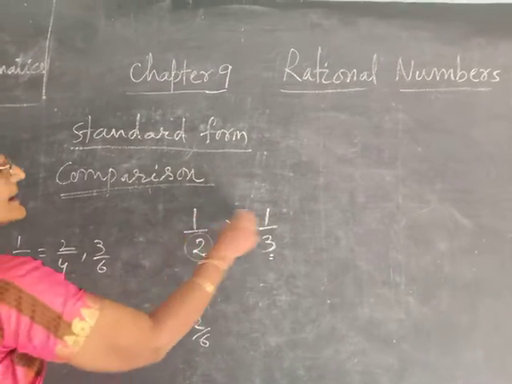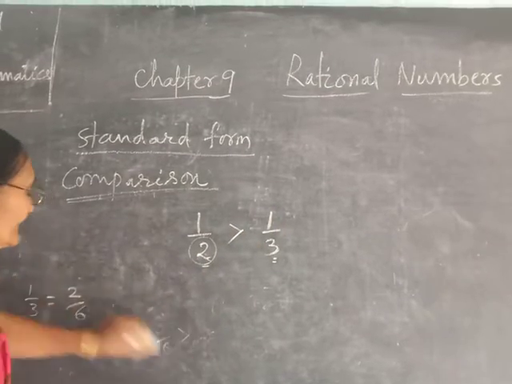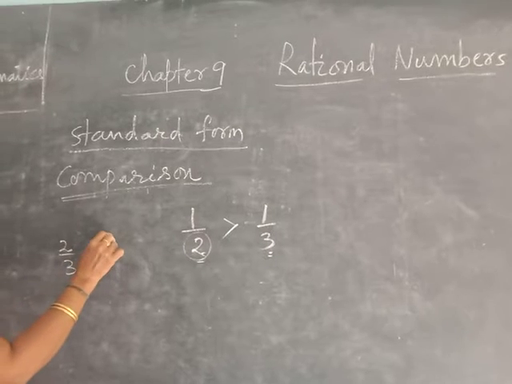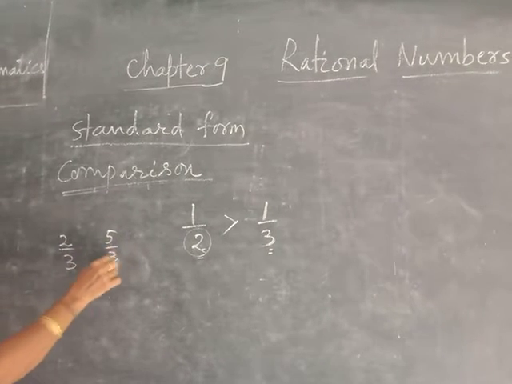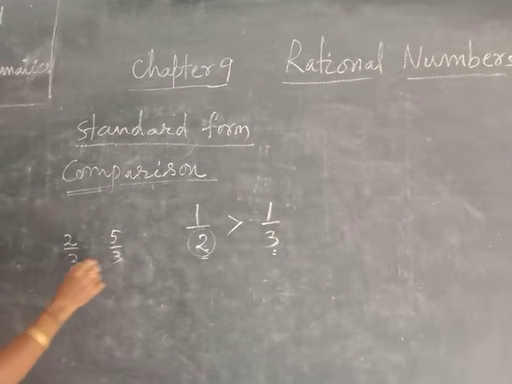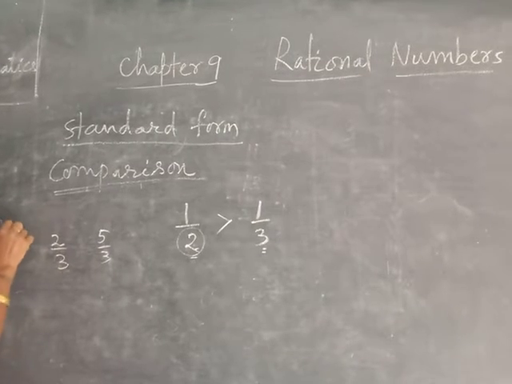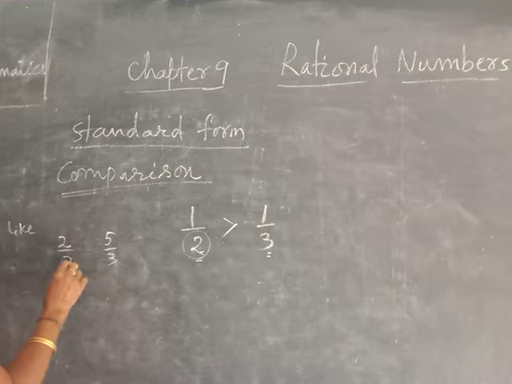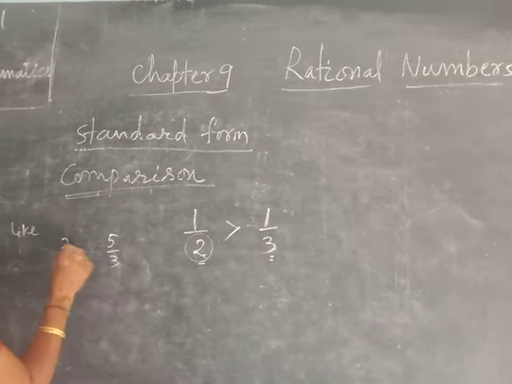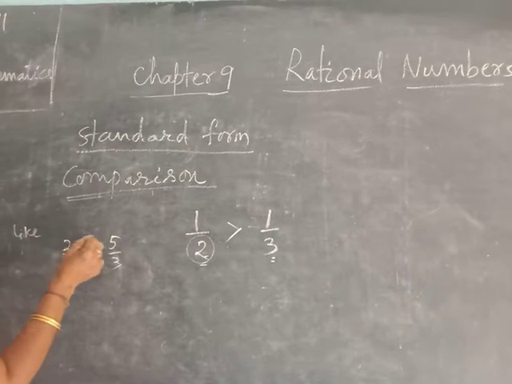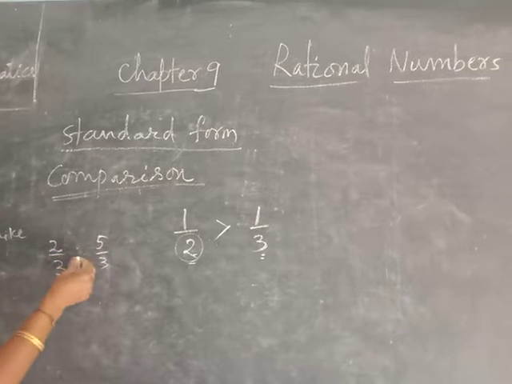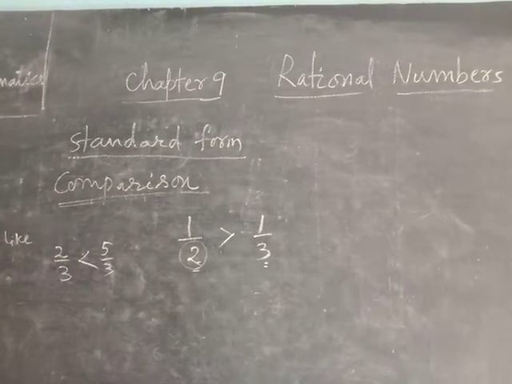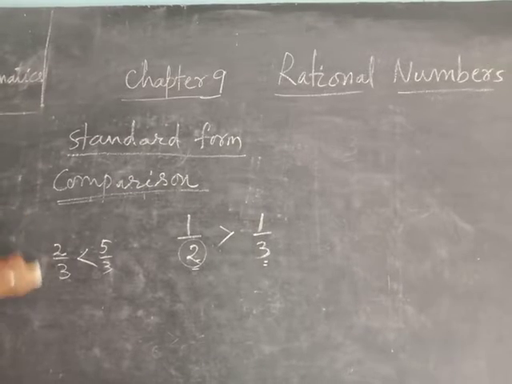This is unlike fractions. Then suppose like fractions are given, 2/3 and 5/3. Here the denominators are equal. This is called like fractions. This is called unlike fractions. In like fractions, what will you do? You have to see which numerator is smaller, that is the smaller, and which numerator is greater, that is the greater. So 5/3 is the greatest rational number. Do you understand this one?